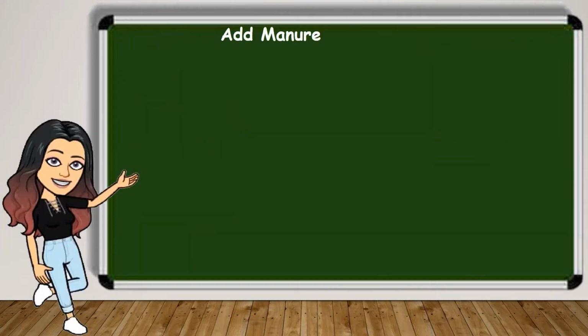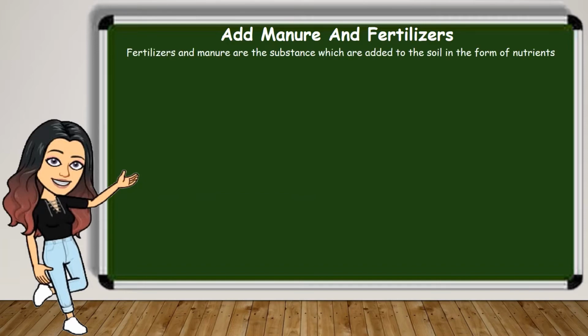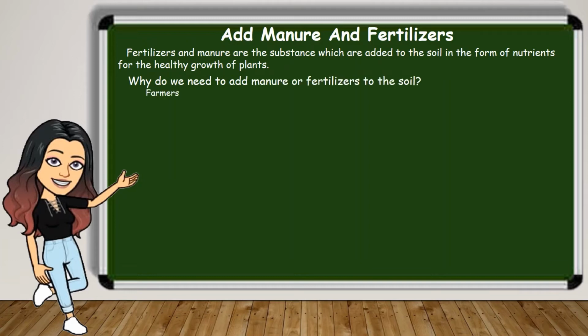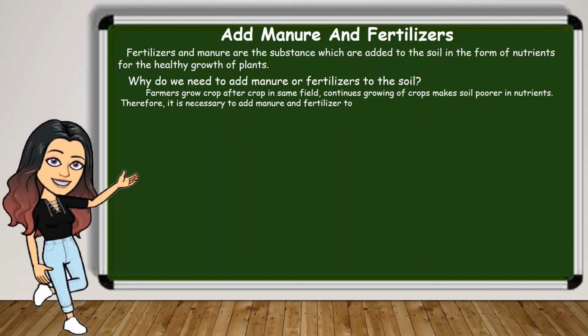After sowing, it is essential to add manure and fertilizers. Fertilizers and manure are substances which are added to the soil in the form of nutrients for the healthy growth of plants. This may raise a question in your mind: why do we need to add manure or fertilizers to the soil? Farmers grow crop after crop in the same field. Continuous growing of crops makes soil poorer in nutrients. Therefore, it is necessary to add manure and fertilizer to the fields to replenish the soil with nutrients.